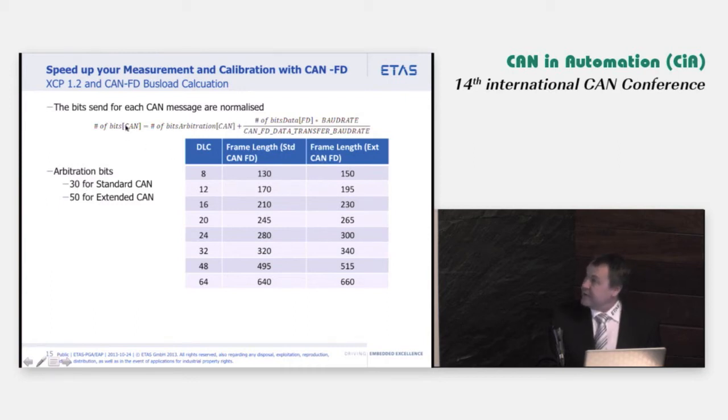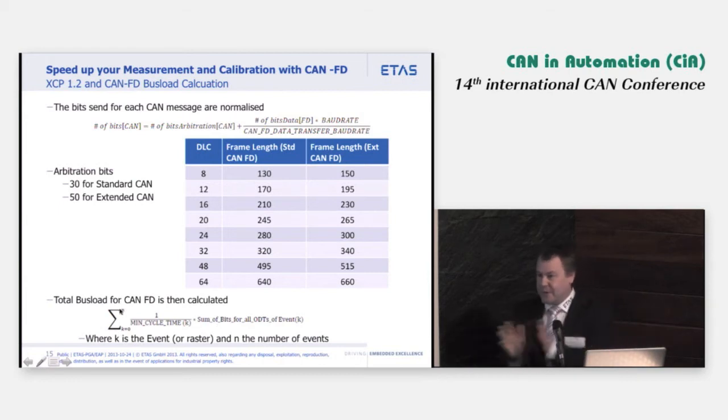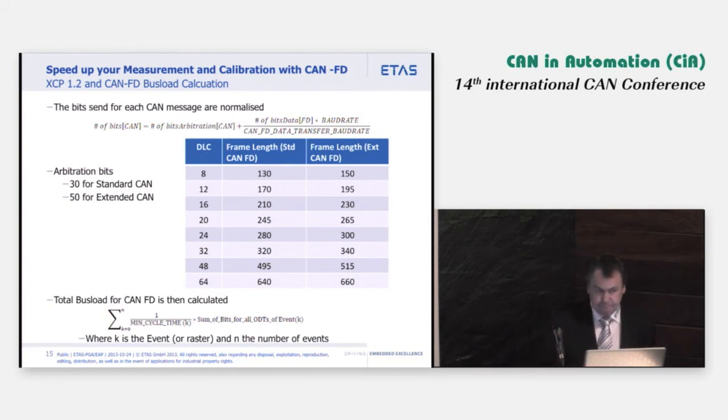We do a normalization to find out how many bits of CAN are basically sent for every event. Then we add it for each event and add all the events together. Again, I don't want to go into this. It's normal for information that this is there. This change has come in because of CAN-FD. It's just to make you aware of it. Okay.